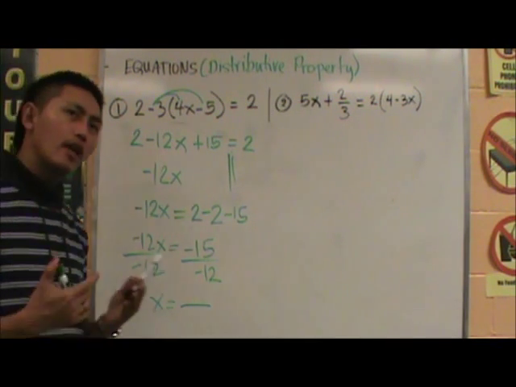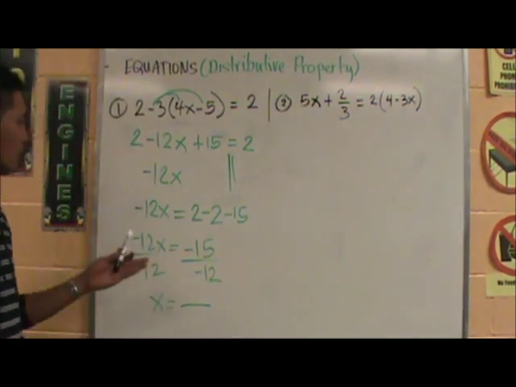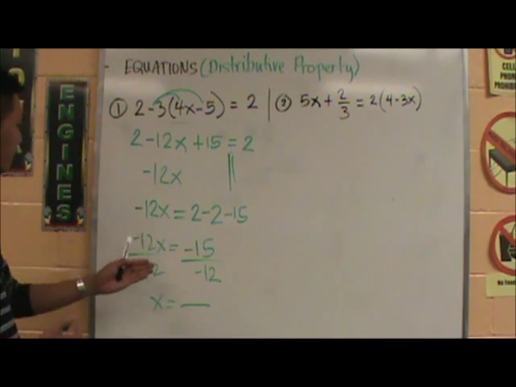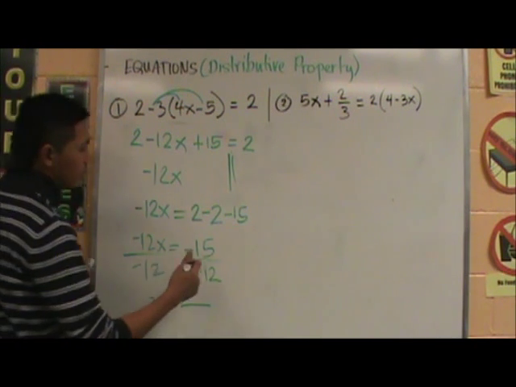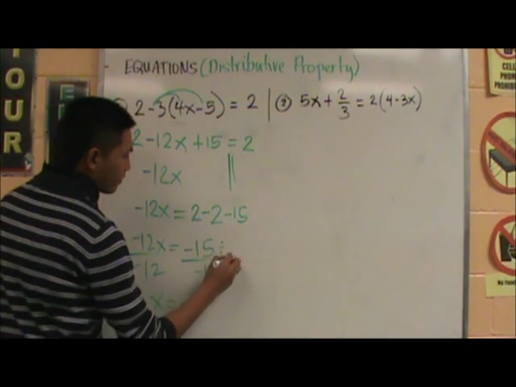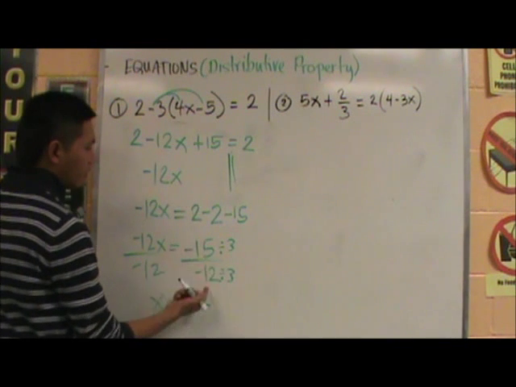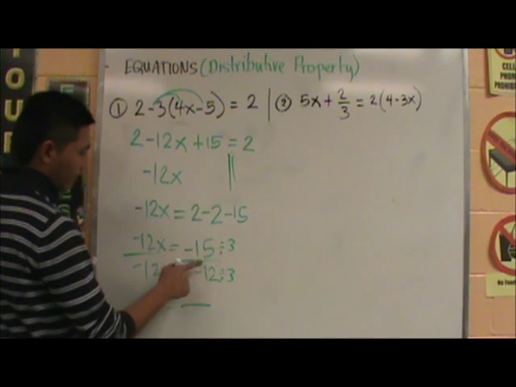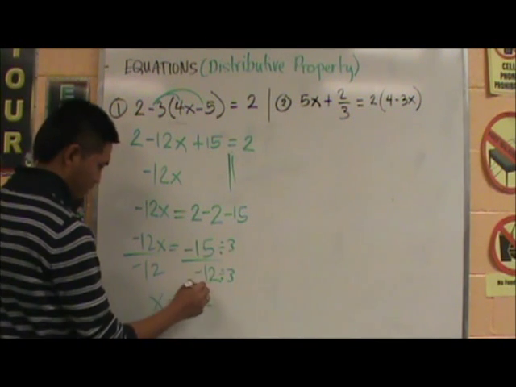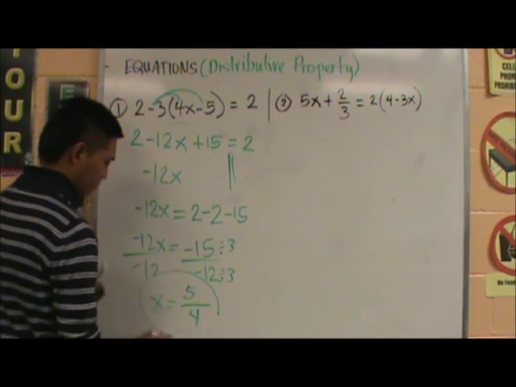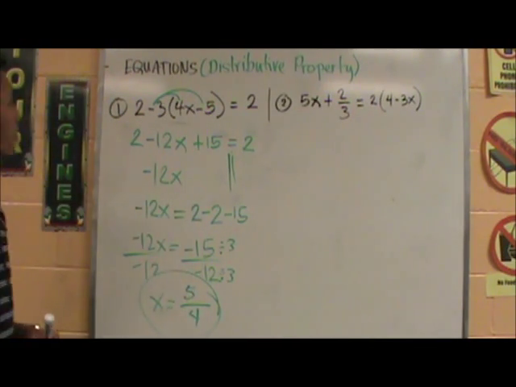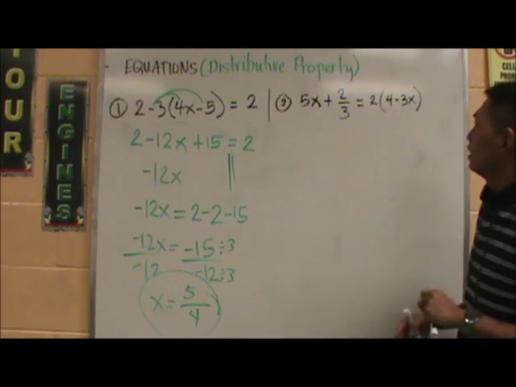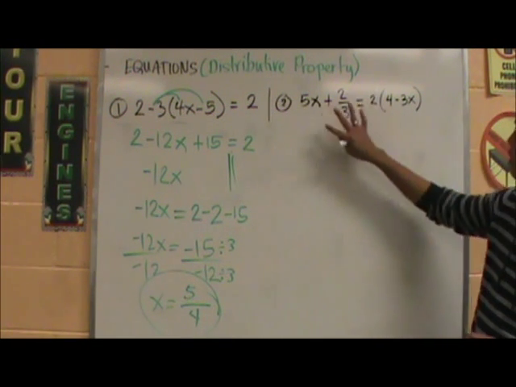But can we get the lowest term of 15 and 12? Is there a number that can divide both 15 and 12? Yes, there is. And that number is 3. We can divide both numbers by 3. So again, because of negative and negative, I made it positive. And now 15 divided by 3 is 5. x equals 5 over 4. Okay? Now, how about here?